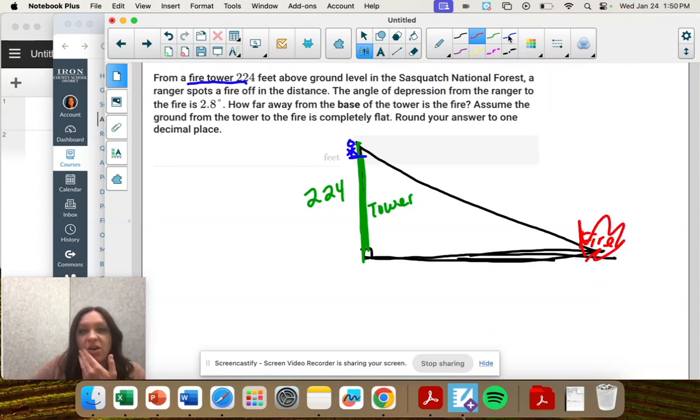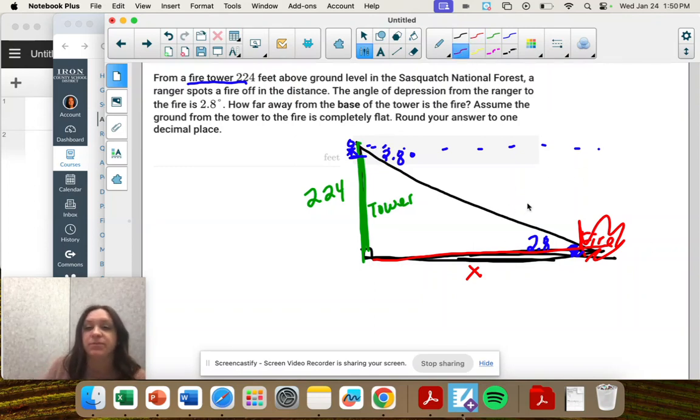And all the way down there, the angle of depression is also the angle of elevation. So the angle of depression is this, it's 2.8, but because they're alternate interior angles, this is also 2.8. How far away from the base of the tower is the fire? So we are trying to find the distance all the way to the fire. Assume the ground is flat.